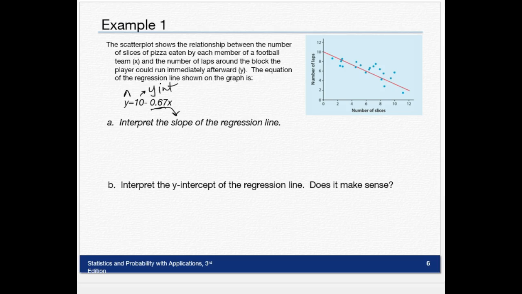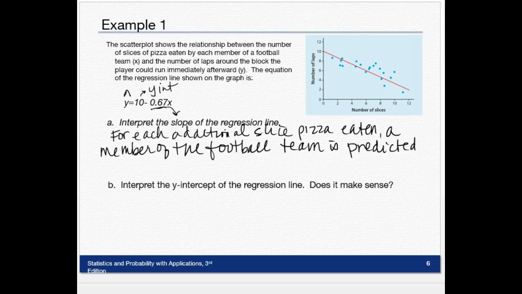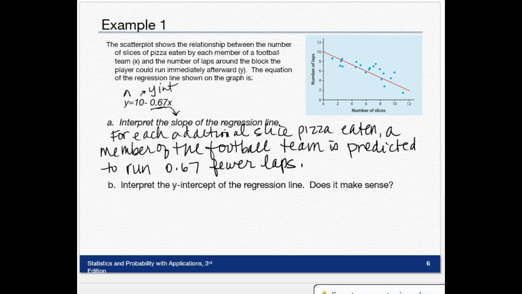So we have to interpret this. If you need to go back and look at your notes, look at the structure, but I'm going to write it in the context of the problem. And so what is the unit of our x value? It's slices, right? So for each additional slice of pizza eaten, a member of the football team is predicted to run 0.67 fewer laps. Okay? For each additional slice of pizza they eat, a member of the football team is predicted to run 0.67 fewer laps.